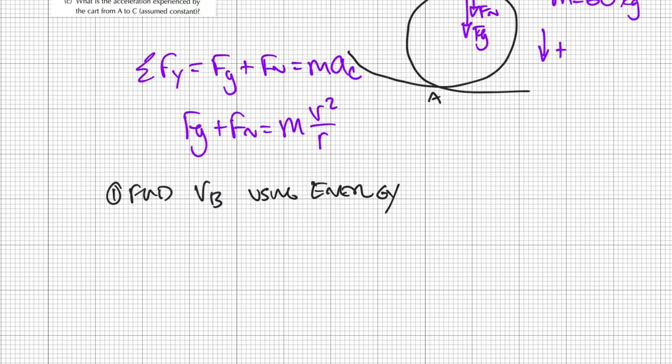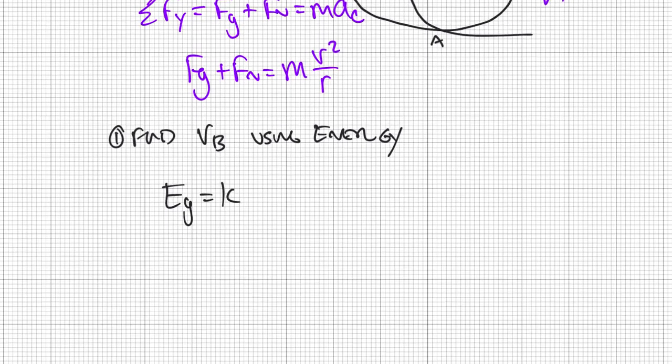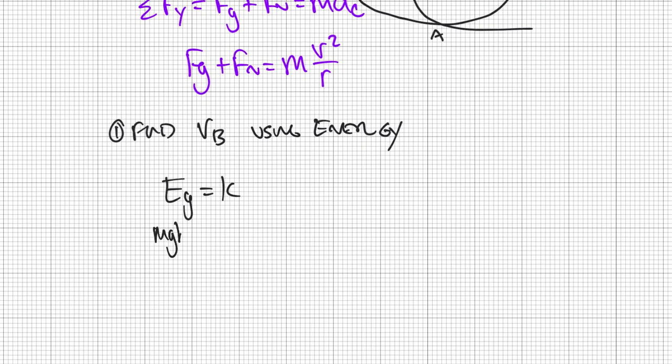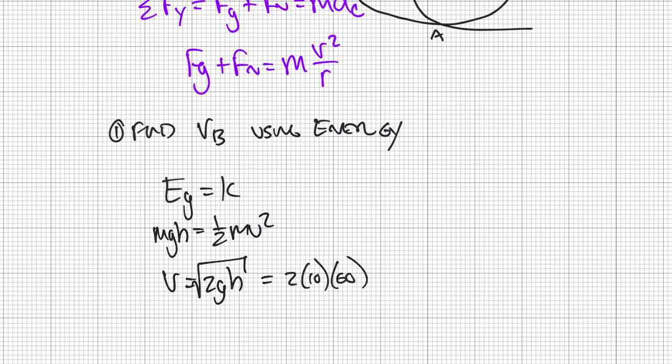Okay, and so if we said, like I had just shown, that EG equals kinetic energy, we're going to have mgh equals 1/2 mv squared. And just like we just saw, v equals the square root of 2gh, the square root of 2 times 10 times 60. And that's going to give me a velocity of about 34.6 meters per second.